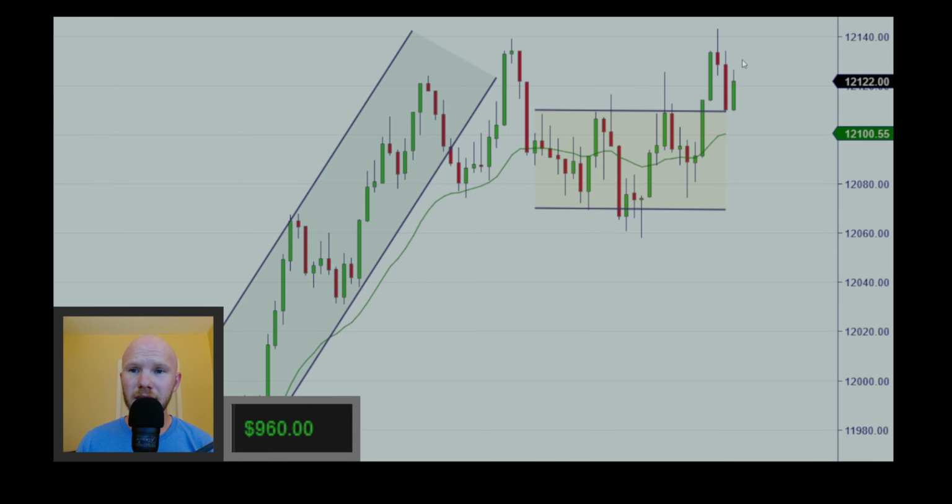We could, again, establish support here and keep on going up, and then we'll look for some longs. This also could be a kind of a reversal pattern here, or thirdly, just kind of chop back up in this range, which I hope not. I'd rather have a trend than just chop around in a range, but we'll see how things play out.